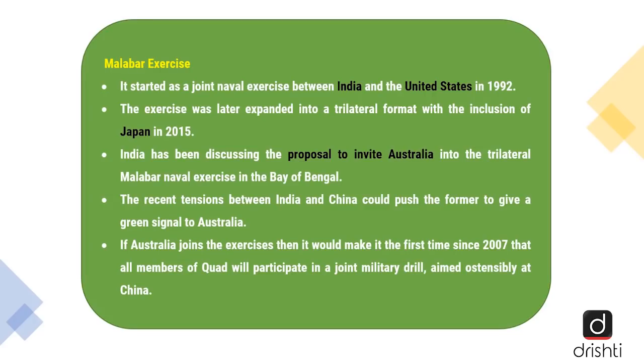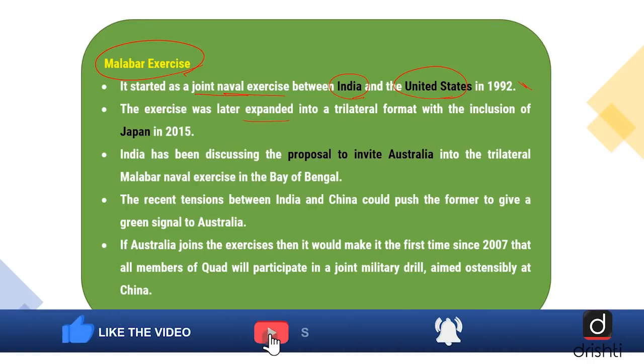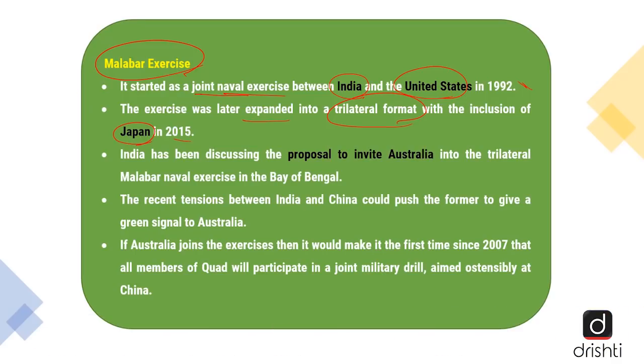Now another important concept we have to learn is the Malabar Exercise, which has been in the news very often. The Malabar Exercise technically started as a joint naval exercise between India and the United States in 1992. The exercise was later expanded into a trilateral format with the inclusion of Japan in 2015. Recently, with the skirmishes and the rise of China, India has been discussing a proposal to invite Australia into the trilateral Malabar naval exercise in the Bay of Bengal that is to be held later this year.